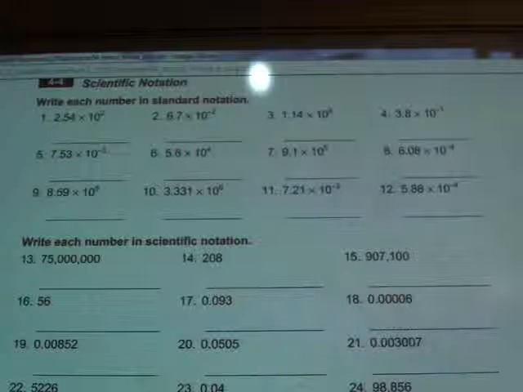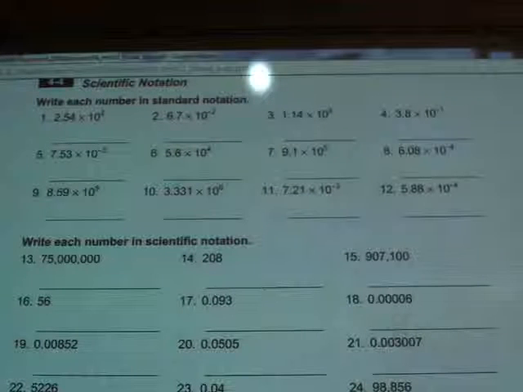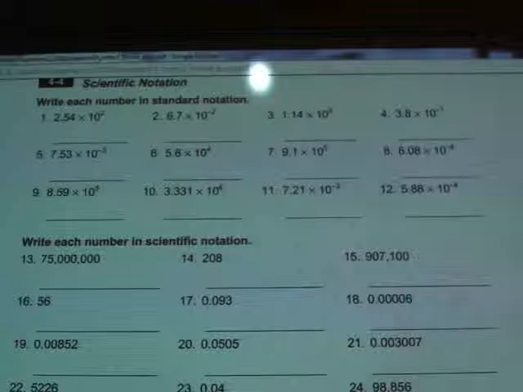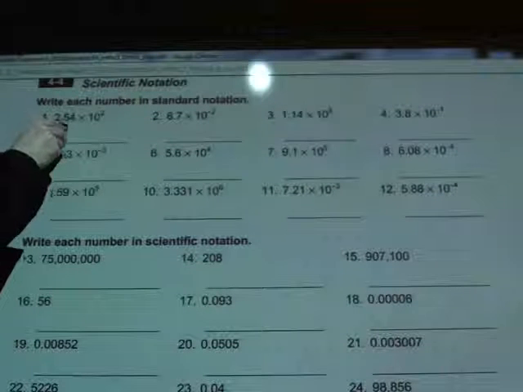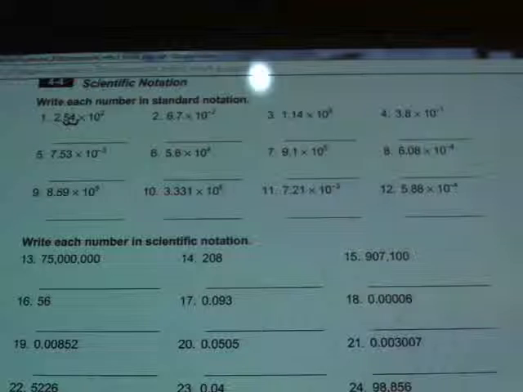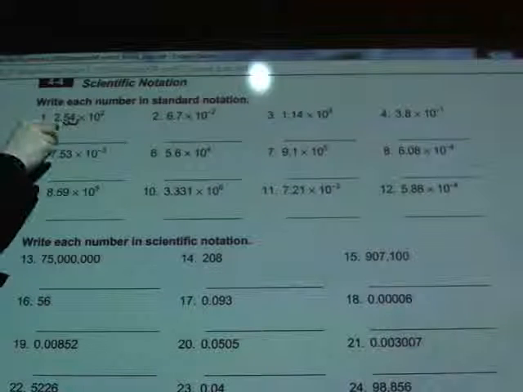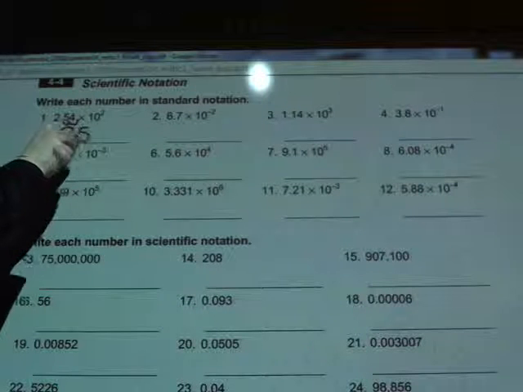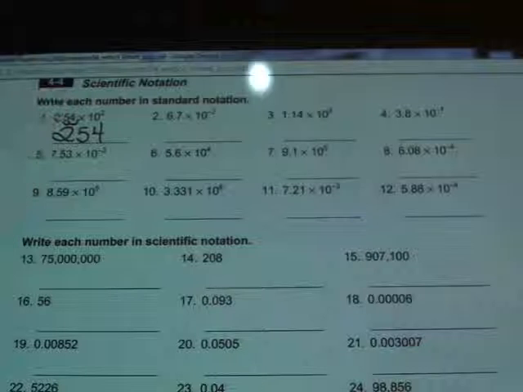When we have a positive exponent, it tells me how many place values I need to move the decimal to the right to come up with the number in standard notation. So in number 1, where the exponent is a 2, that means I'm going to move the decimal 2 places to the right. And when I move the decimal 2 places to the right, I come up with 254. And that's all I have to do.